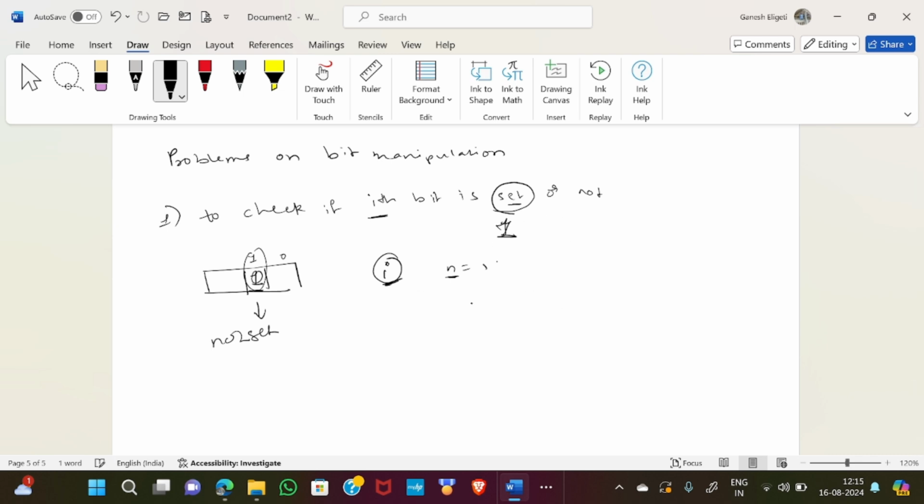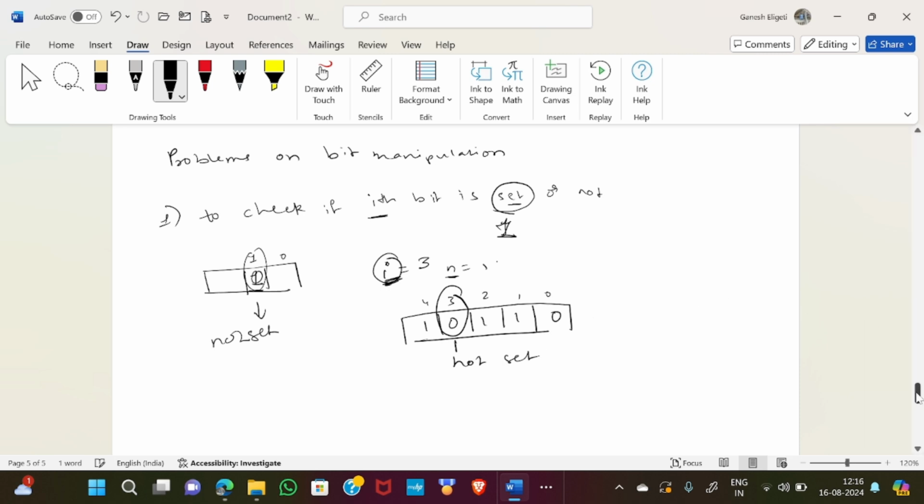So, I'll explain the question. Let's take n as 1, 0, 1, 1, 0. If they ask, let's index it this way: 0, 1, 2, 3, 4. And if i is equal to 3, so the 3rd bit in number n is 0, so it is not set. So this is what they are asking.